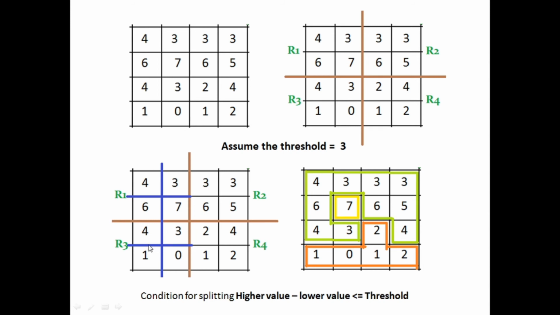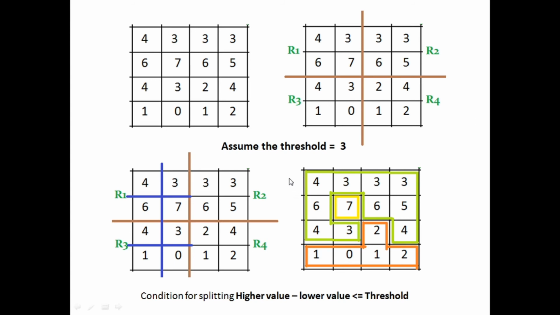Coming to R3, the highest is 4 and the lowest is 0. Is 4 minus 0 less than or equal to 3? It is false. Hence, splitting is required here. And coming to the R4 region, the highest is 4 and the lowest is 1. So 4 minus 1 is 3, which is less than or equal to 3, so we need not split the R4 region. In this way, the splitting completely happens for a given input image.